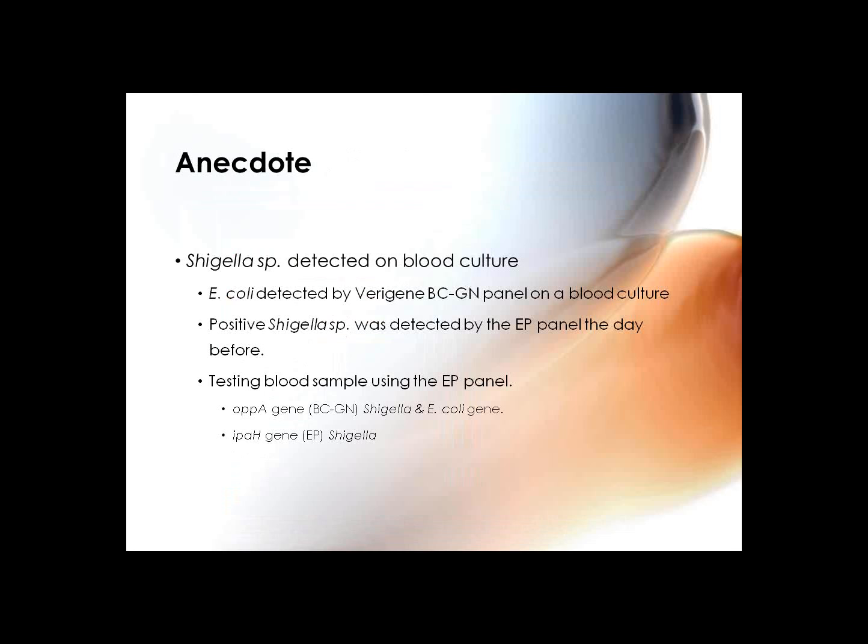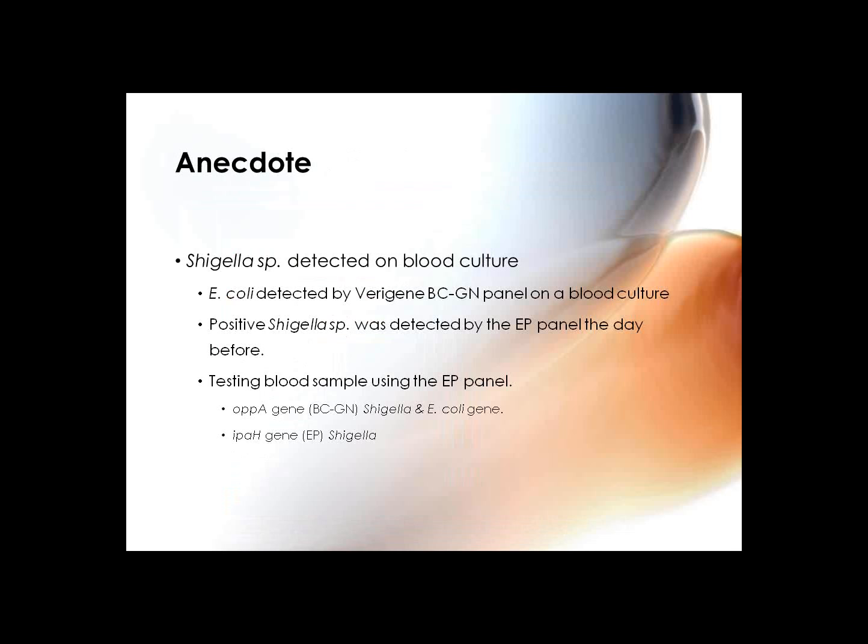This is important, compare both panels, because the gene used to detect Shigella or E. coli on the blood culture gram-negative panel is completely different from the one in the Enteric panel. So we had the doubt: is this really an E. coli or is it Shigella? What we did, off-label, was communicate with the physician by phone. We told them that we suspect that E. coli is really a Shigella.